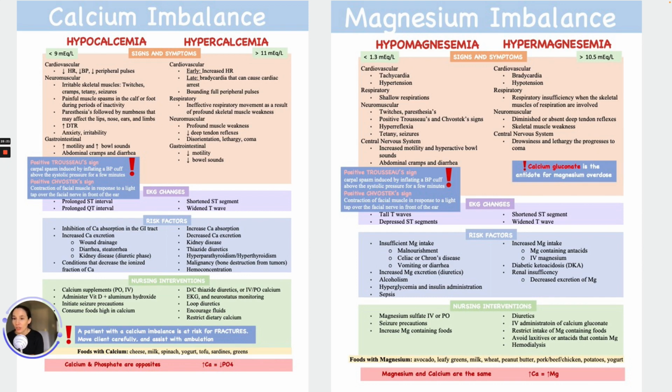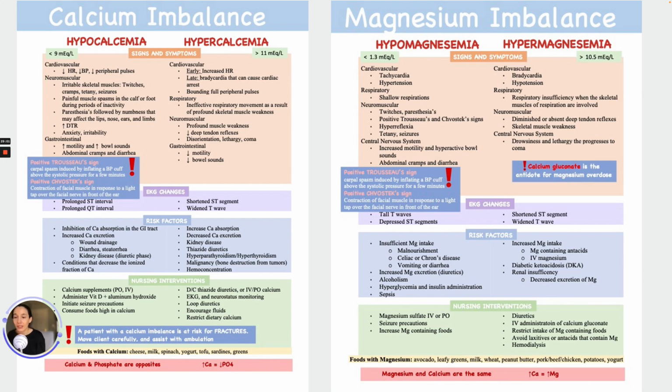Gastrointestinally, we'll see increased motility and increased bowel sounds. They also may have abdominal cramps and diarrhea. For EKG changes, there may be a prolonged ST interval and a prolonged QT interval. Risk factors include inhibition of calcium absorption in the GI tract and increased calcium excretion, which could be through wound drainage, diarrhea, kidney disease, and conditions that decrease the ionized fraction of calcium.